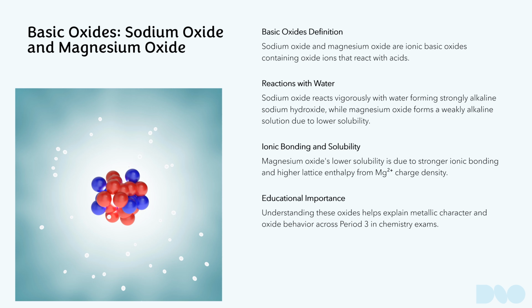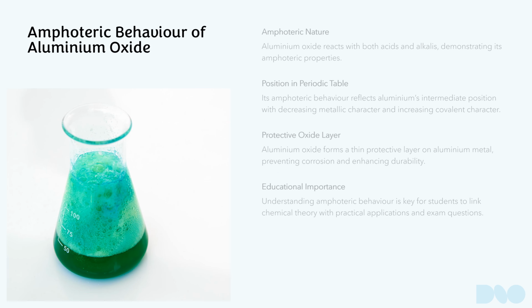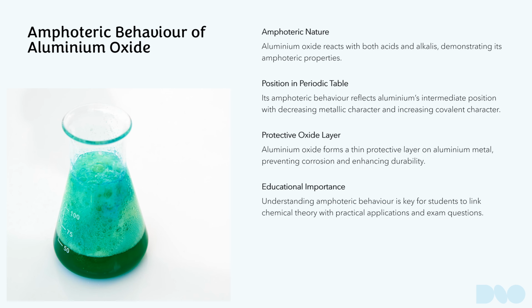The difference in solubility can be explained by the higher charge density of magnesium 2+ ions, which leads to stronger ionic bonding and a higher lattice enthalpy. Aluminium oxide is amphoteric, meaning it can react with both acids and alkalis. This behavior reflects aluminium's intermediate position in period 3, where metallic character is decreasing and covalent character is increasing. Aluminium oxide reacts with acids to form aluminium salts and water, and it also reacts with strong bases such as sodium hydroxide to form aluminate ions.